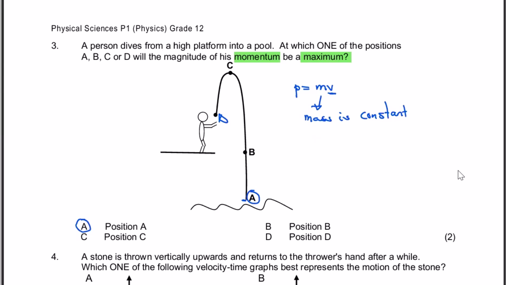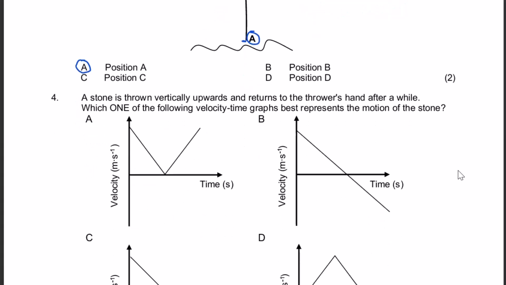The least that we're going to have there is maybe at maximum height, where you're going to have a 0, because here you know it's at maximum height. What are you going to have there? Your V is equivalent to 0 meters per second there, right? Then proceeding to question number 4.